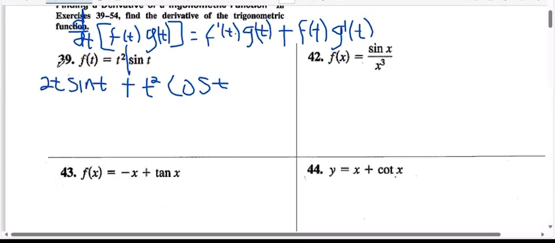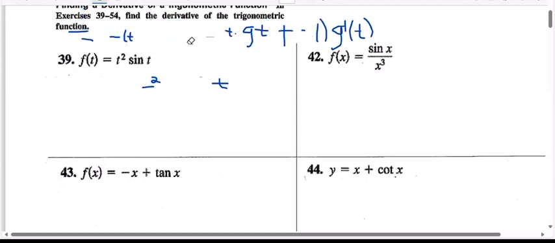Now, I'm going to clear my board right now. I'm going to go to the next question. Okay, let's look at the next question.